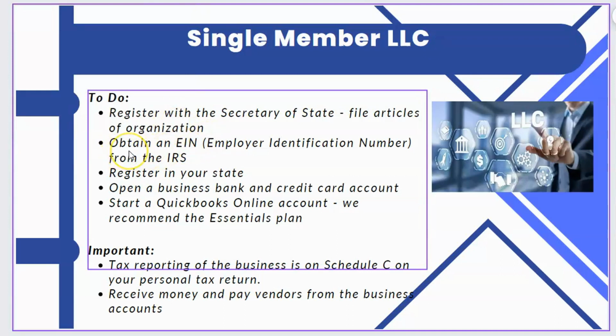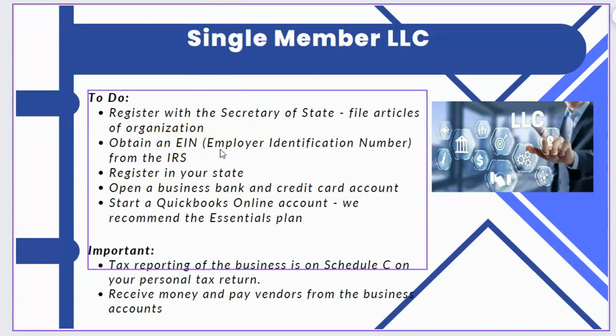So then step number 2 is obtain an EIN, employer identification number, from the IRS. If you go to irs.gov or you Google registering EIN, you can do this all online on the IRS website. It's free. They don't charge, but you're going to need this number. It's kind of like a social security number for your single member LLC. So you're going to need that. And it probably takes 5-10 minutes.